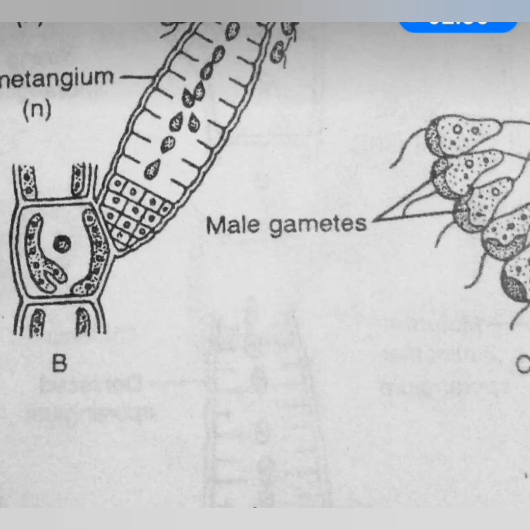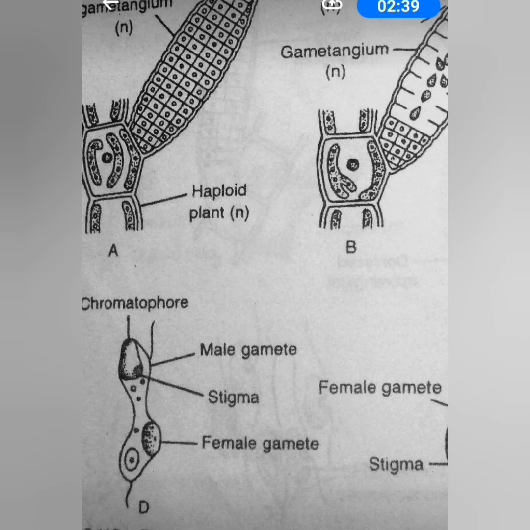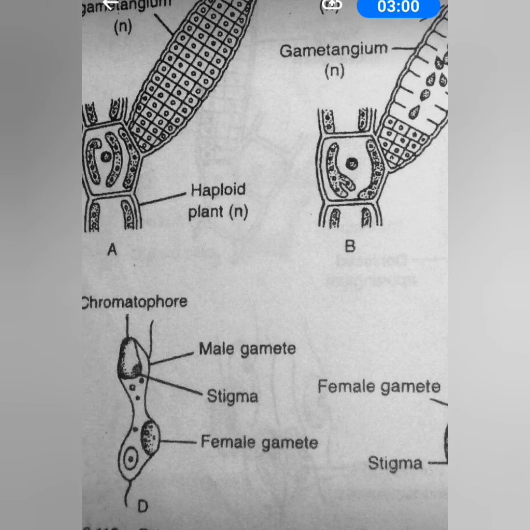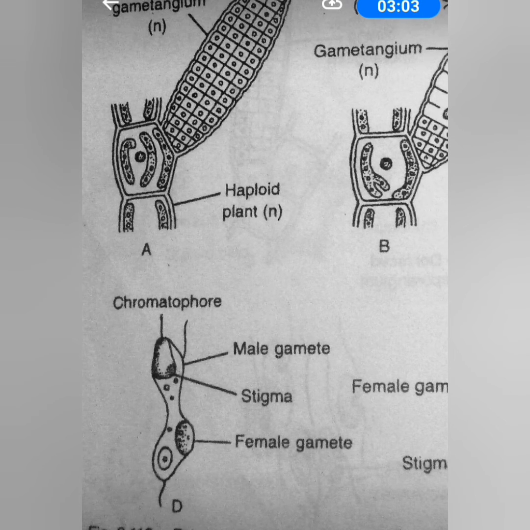Now in figure D, you can see where the male and the female gamete fuse together, and the remaining gametes go astray and gradually get destroyed. Now the uniting gametes then form a zygote through plasmogamy and karyogamy. Plasmogamy is the fusion of the protoplasm, and karyogamy is the fusion of the two haploid nuclei.